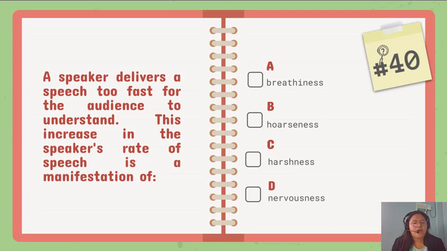Okay, let us go to item number 40. A speaker delivers a speech too fast for the audience to understand. This increase in the speaker's rate of speech is a manifestation of A. Breathiness, B. Hoarseness, C. Harshness, D. Nervousness. The correct answer is D.